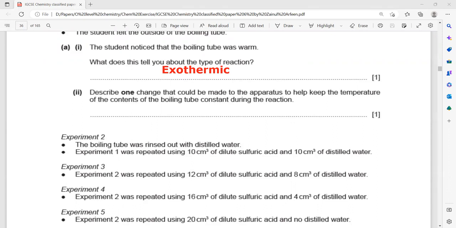Insulation is not the answer, because even if you keep the insulation, there is still heat loss. Insulation minimizes the heat loss or heat gain, but it doesn't keep the temperature constant. For example, if you have a hot drink like tea in a polystyrene cup and you keep a lid on, you reduce the rate of cooling, but you don't completely stop the heat loss or heat gain. That's why water bath is the correct answer here.